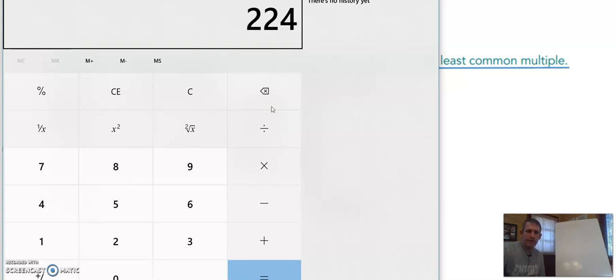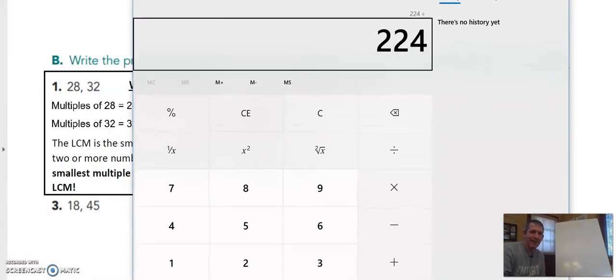224 can be divided by, what was the first number? Forgot it again. 28, sorry. My students are used to this. Parents, yeah, this is what your kids have had to put up with all year. My clumsiness and my forgetfulness.